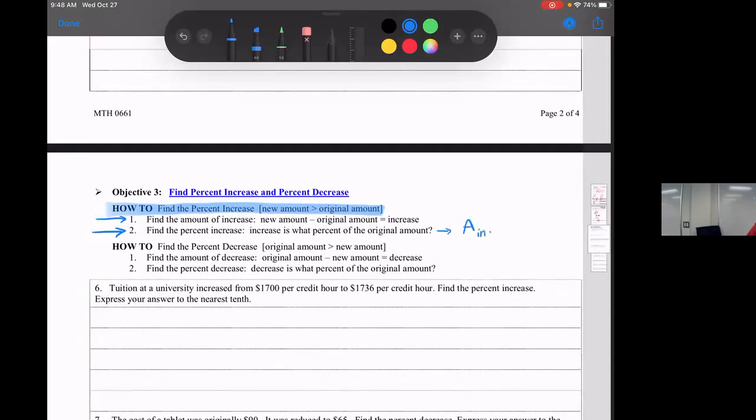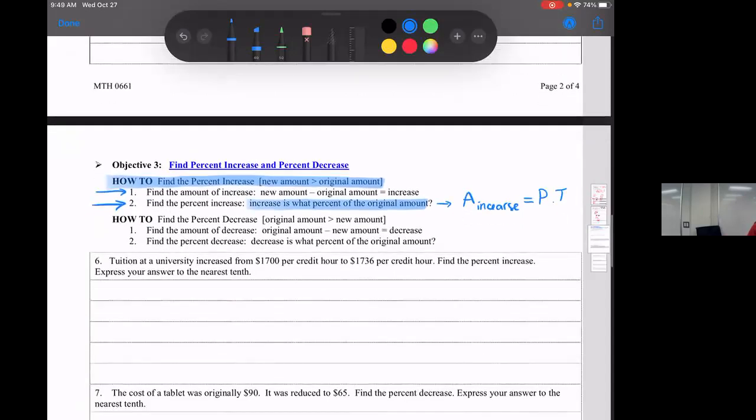To find the percent increase, this is the equation. I'm literally translating this sentence into math. Increase means equal. What percent means P. Of means multiply, the original amount we denote as T. And what are we looking for? We're looking for P, right? But first of all, just know this equation.